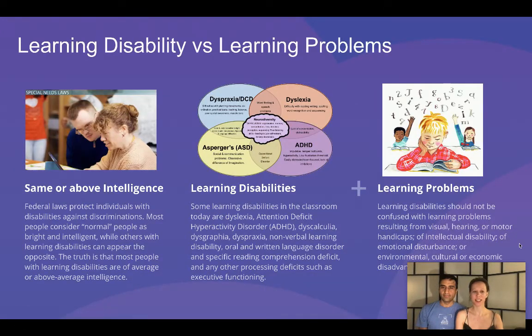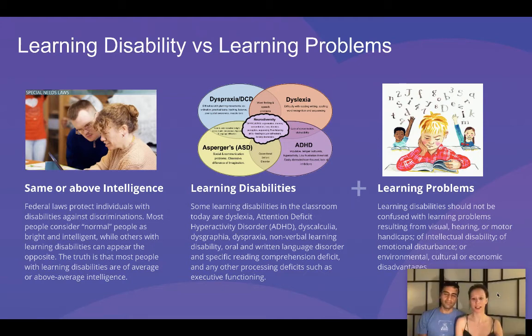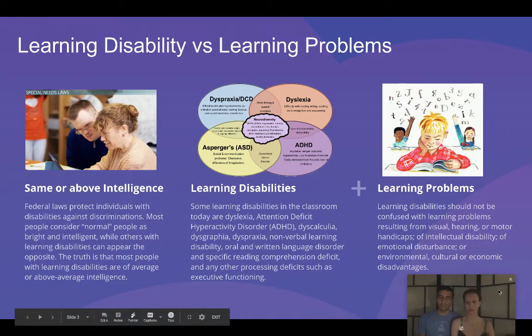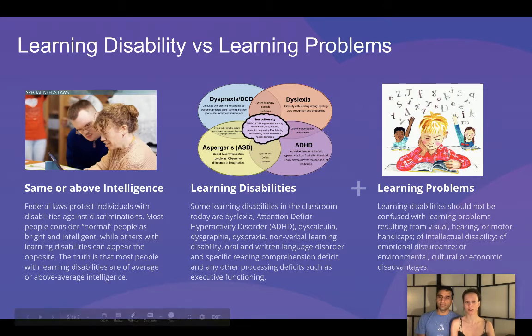So there is a difference between learning disabilities and learning problems. First of all, it's important to mention that students with learning disabilities are average or above average of intelligence. That's very important to know. And it is also protected by the federal law against discrimination.